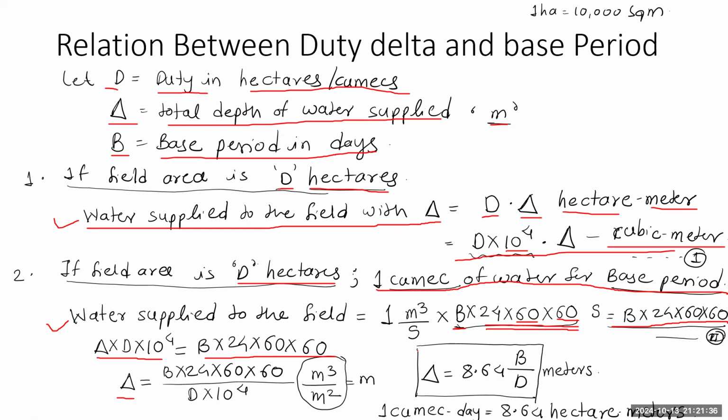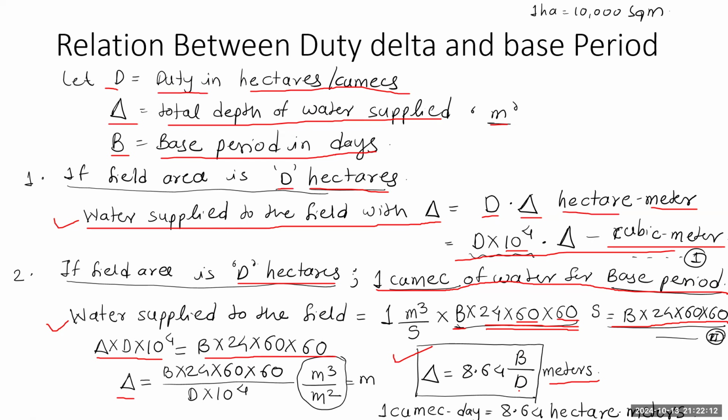If we find the expression for delta, then delta is equal to 8.64 into B by D meters. Delta means the total depth of water applied to the crops during its base period, so it is in meters. D is in hectares, and B is the base period in days. So we get delta is equal to 8.64 into B by D. So this is the relation between duty, delta, and base period.